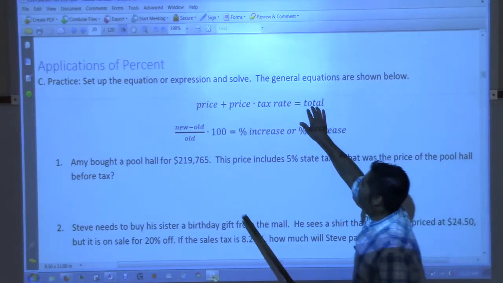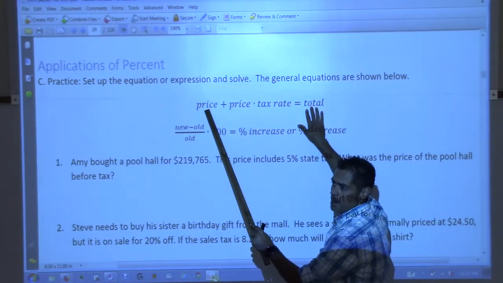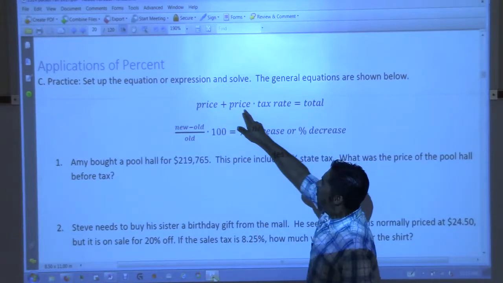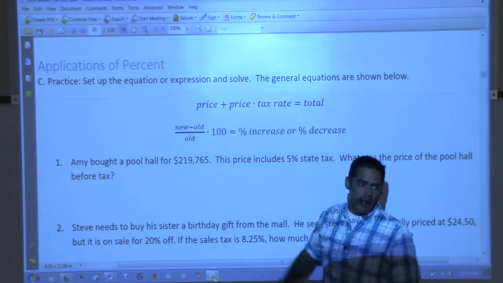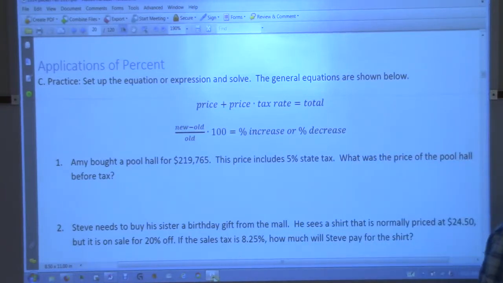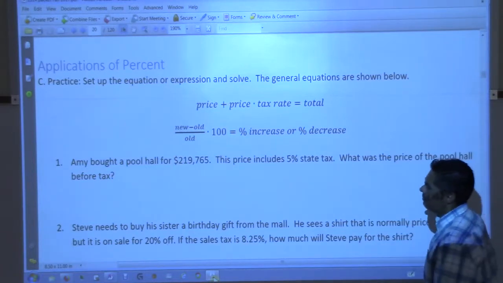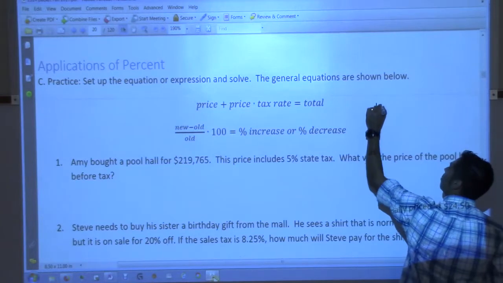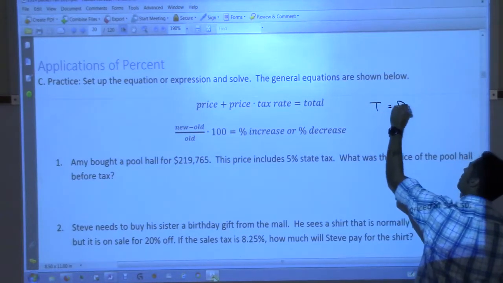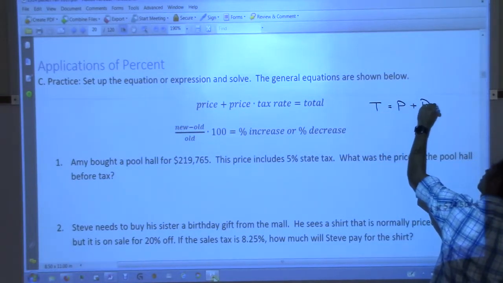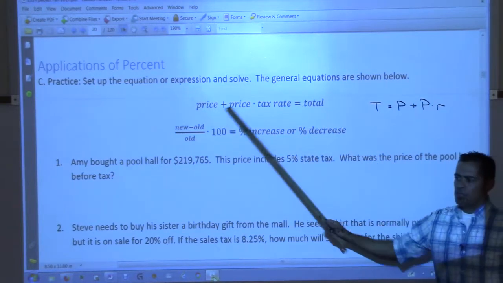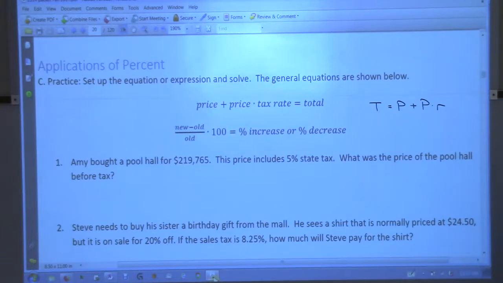Well, your total amount is going to be equal to the price, right? Whatever's on the sticker. And then you have to add to that the price times the tax rate. And the tax rate is usually given to you as a percentage that you have to convert to a decimal. So that's kind of a formula. Another way we could write this is, total T equals price plus price times rate, P plus P times R. That's another way you could write this formula using just letters instead of words. Does that make sense?